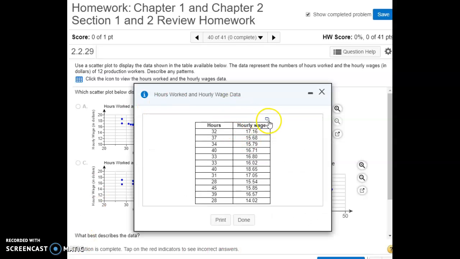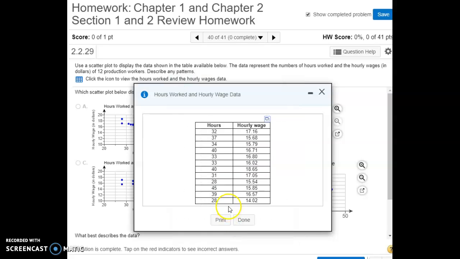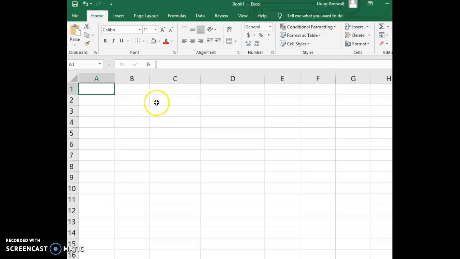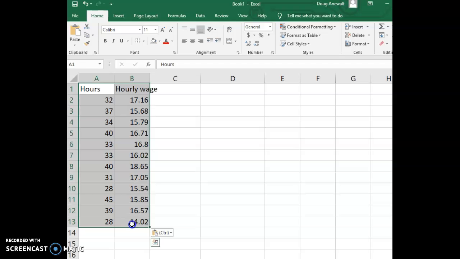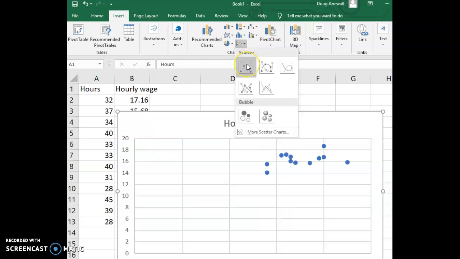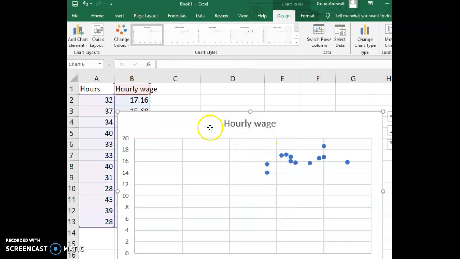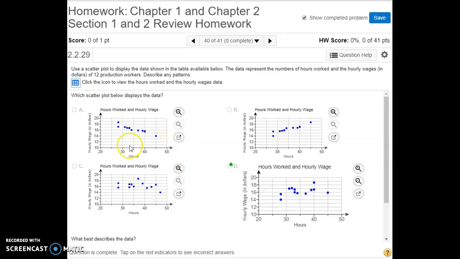One thing you can do to quickly get this scatter plot is to copy to the clipboard. I'm going to hit Control C there to copy, and then I'm going to open it up in Excel. Over here in Excel, Control V to paste it, and then if I select all of the data with my mouse, I can go up to Insert, and there's a whole bunch of different charts you can do, and one of them is a scatter chart. And so you pick that, and it will quickly draw that scatter plot for you. And then that'll help you match it up to the correct answer choice in your homework.